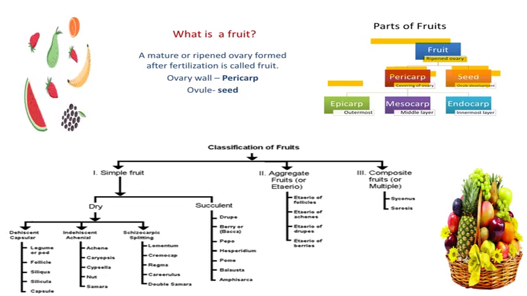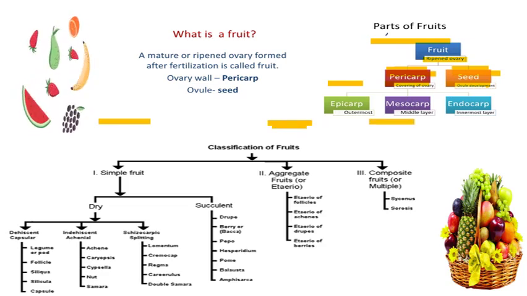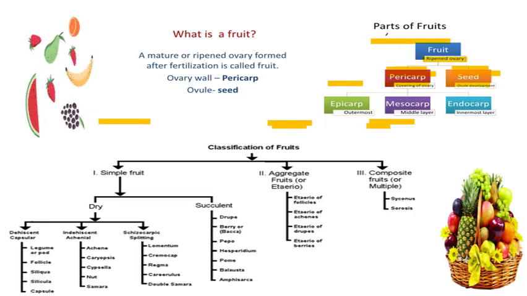Now we have different types of fruit. Here we classify fruits generally into three main types. One is simple fruit, the other one is aggregate fruit, and the third one is composite fruit. Later in this section we will discuss each type in detail.